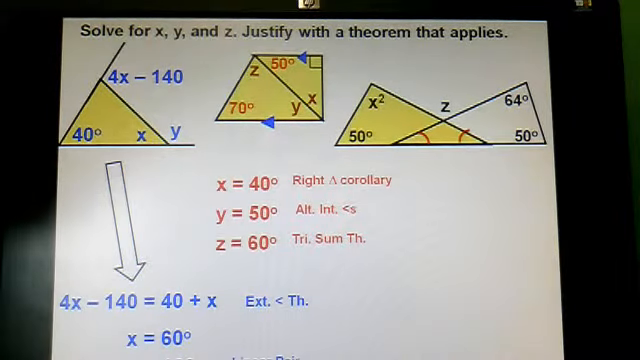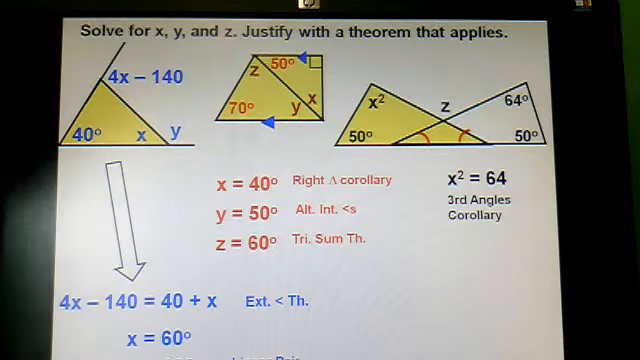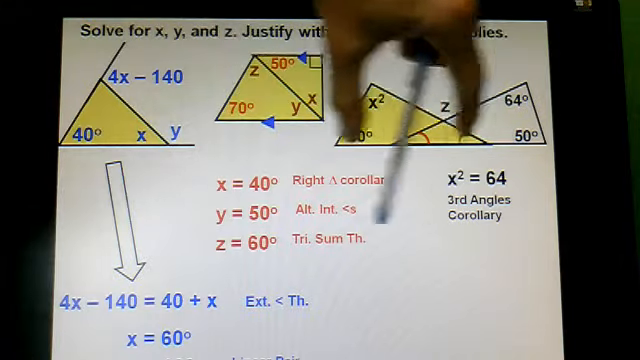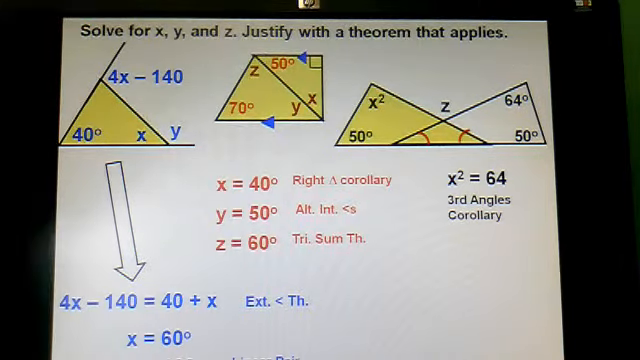X could be 8, x could be -8, and you're using that third angle corollary to set that up. Two angles of a triangle are congruent to two angles of another triangle. The third angles have to be congruent to each other.